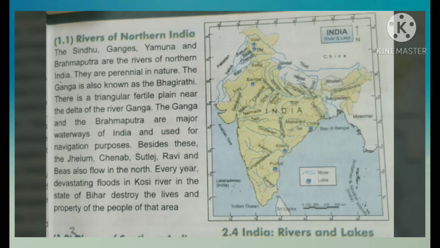The Ganga is also known as Bhagirathi. Another name of Ganga is Bhagirathi. There is a triangular fertile plain near the delta of the river Ganga. Triangular fertile plain means we can say delta.